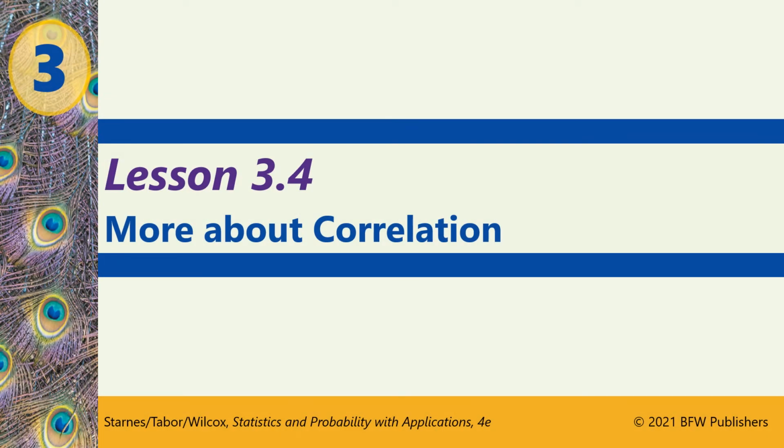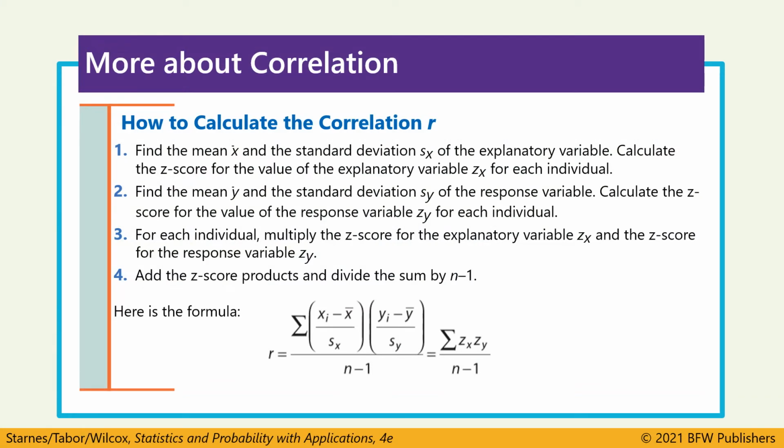Section 3.4, more about correlation. So how do we actually calculate a correlation? It's a complicated equation. Typically, we're going to let technology handle this for us. But since this is the scatter plot and correlation chapter, we're going to do it a few times just so we make sure we understand what's happening behind the scenes.